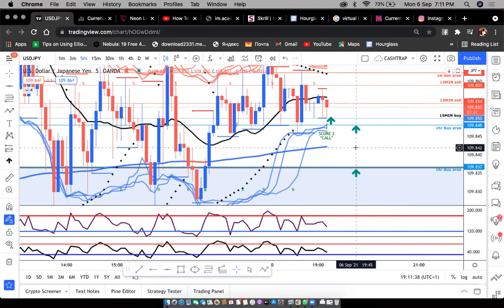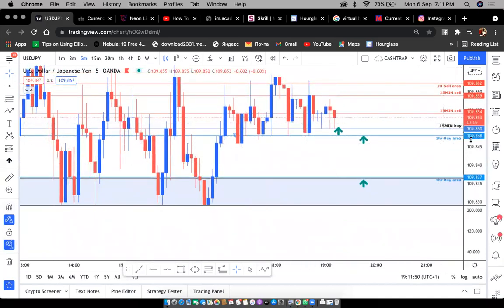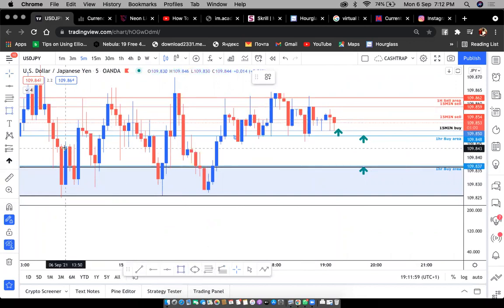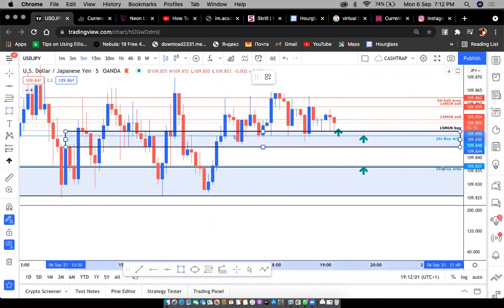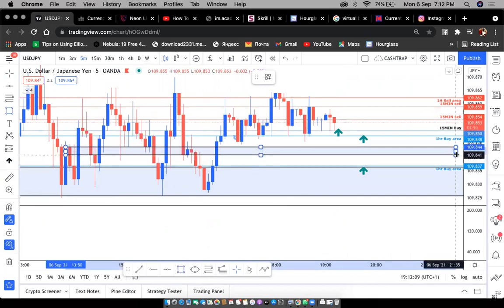So anything from 848 below is a very, very valid price. It's a very, very valid trade. You want to take it. Once price comes down, you want to take it for a buy. This is the area we are looking at.